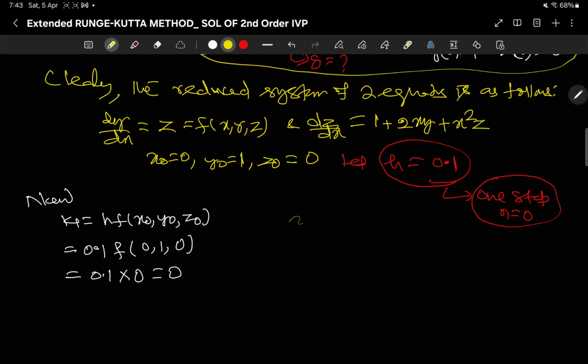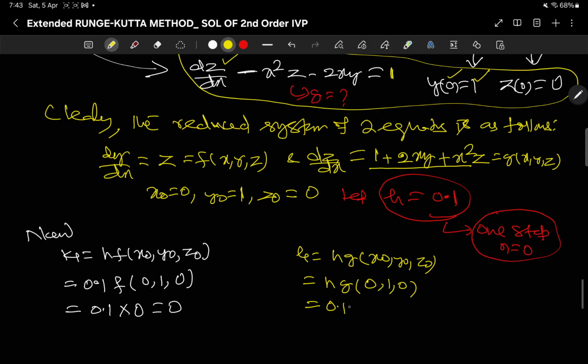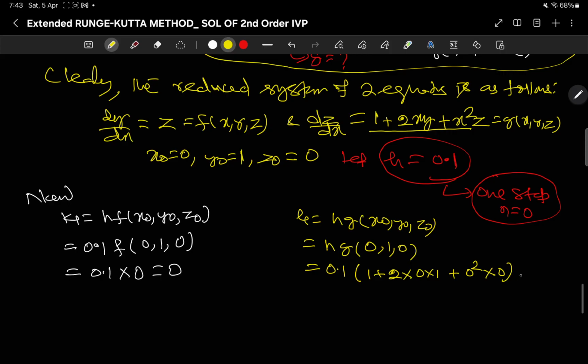At the same time, what is my L1? L1 is my h g(x0, y0, z0). So this is equal to my h g(0, 1, 0). This is my g(x, y, z). So my g is 1 plus 2 into 0 into 1 plus 0 square into 0. Okay, so this is only 0.1, right?